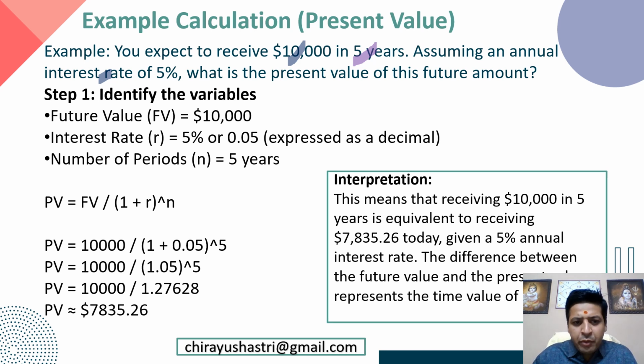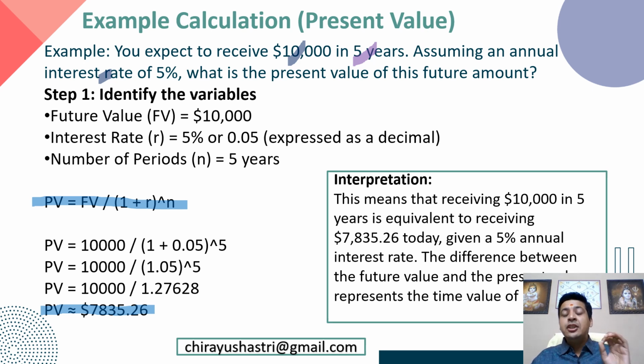So the formula is present value is equal to future value divided by 1 plus r raised to n. Once you apply the formula, $10,000 divided by 1 plus 5%, or you can take the decimal 0.05, 5 divided by 100, raised to n, which is 5 years. So your present value arrives at $7,835.26. So you got your present value.